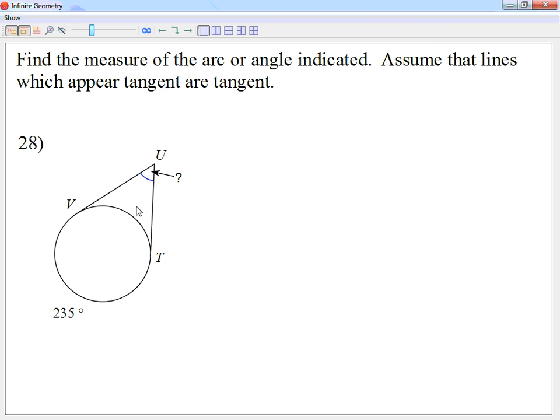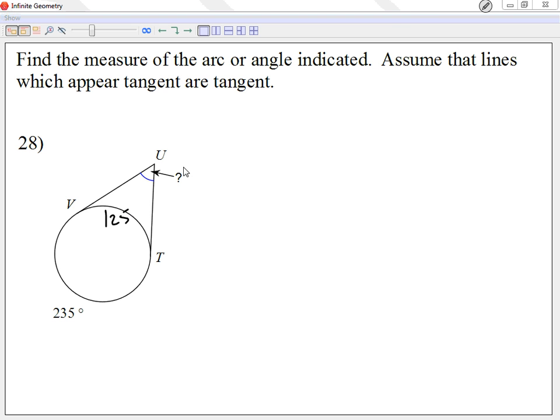The angle's outside. I need to know my two arcs. One of them is 235. How big is this little one? 125. And the 125, because it's the one that completes the circle, so we just went 360 minus 235. So that's how we got the 125.